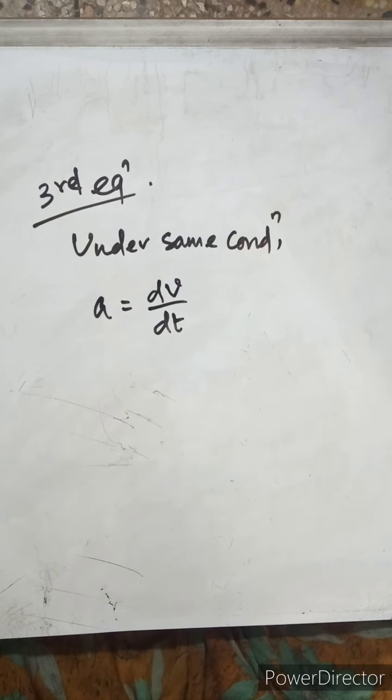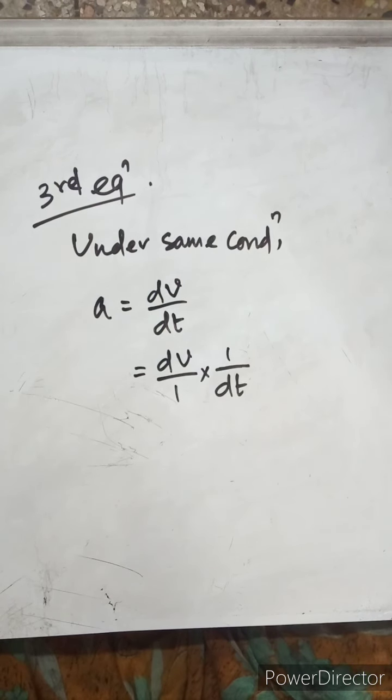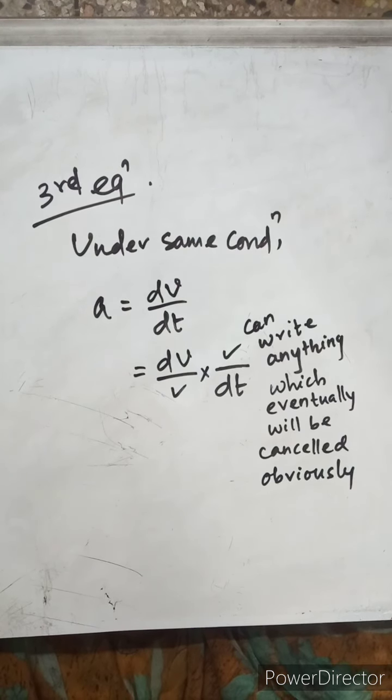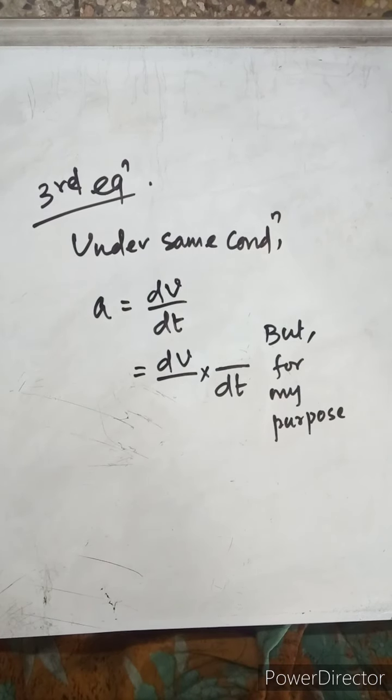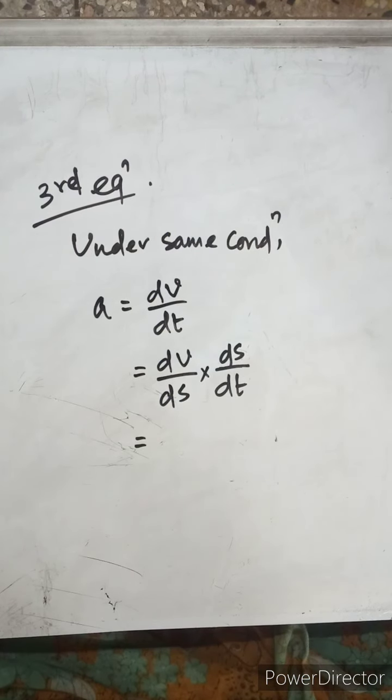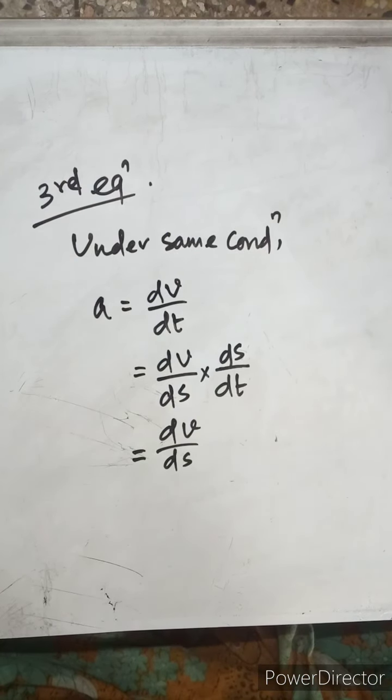Now under the same condition that we were considering, we have the instantaneous acceleration equal to dv by dt. Now I can put any value, dv by x or x by dt, any value over there I can write, which eventually will be cancelled because one is at the top and the other at the bottom. But for my purpose, I am dividing dv by ds, and I am putting a ds over there at the top of dt. Just a mathematical manipulation, that's it, valid.